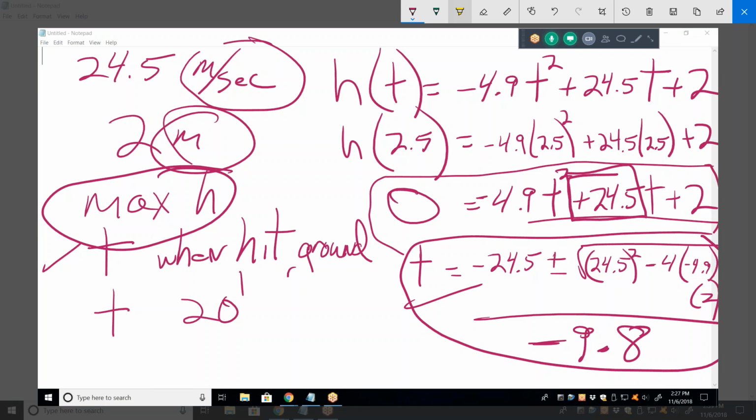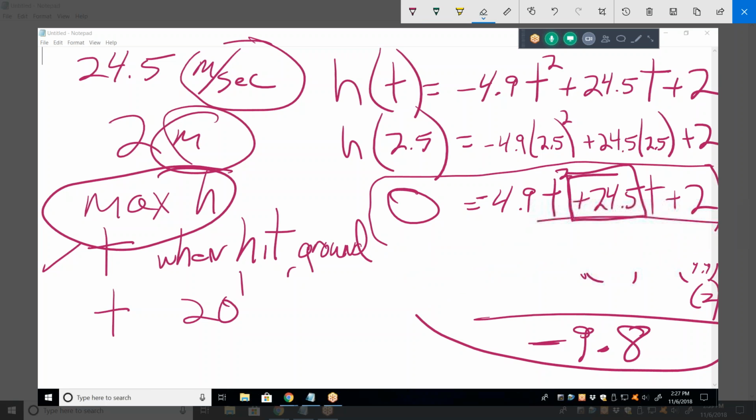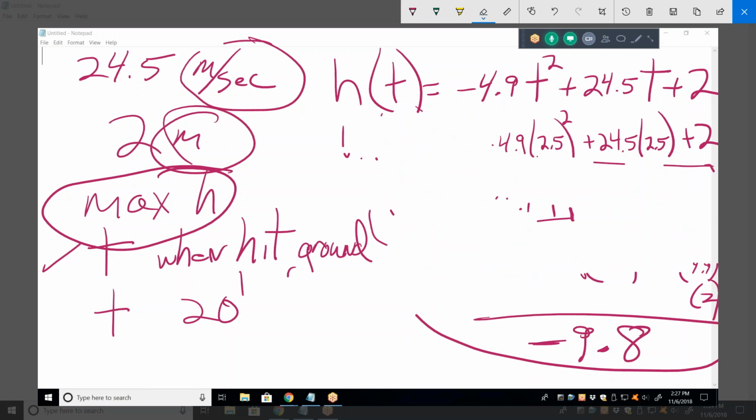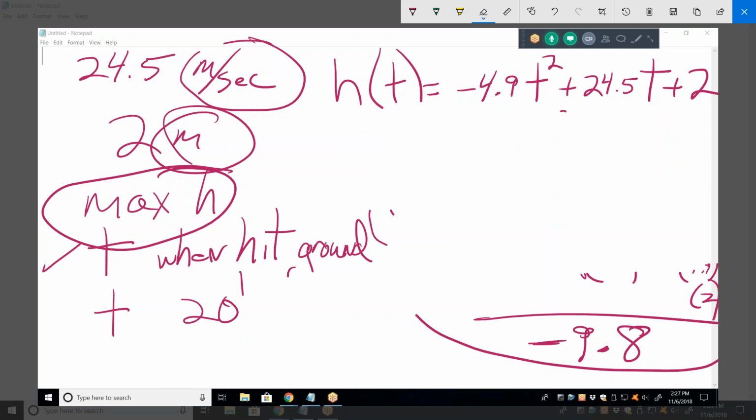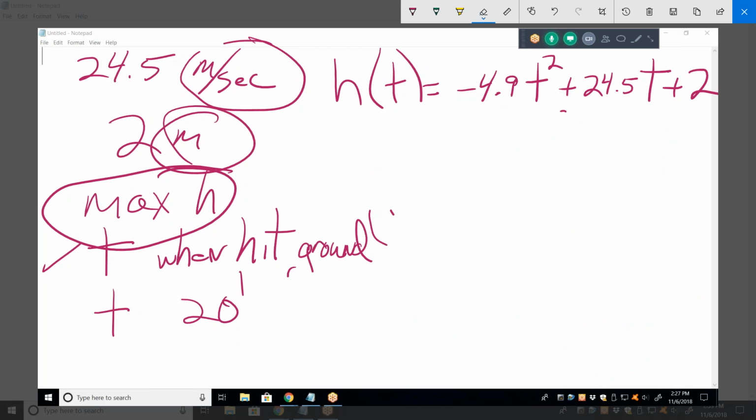Okay. Now, the last question. When is it at 20 feet high? Well, what am I going to do there? There's your equation. The very top equation is the equation of this motion. Where, yeah, instead of setting h of t equal to 0, set it equal to 20. So then you have this. And just another quadratic to solve.